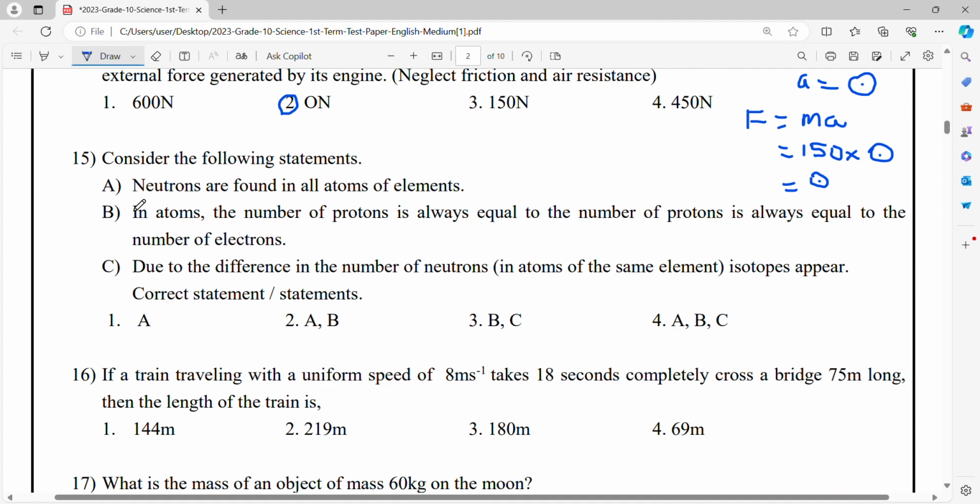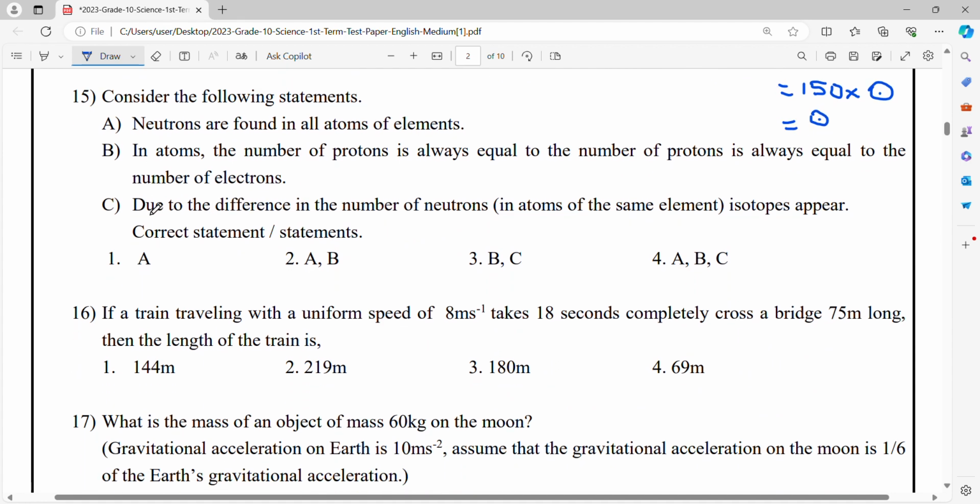Then go to question number 15. Consider the following statements. Neutrons are found in all atoms of elements. What about hydrogen? It contains only a proton. Atomic number 1, mass number 1, so it contains 1 electron and 1 proton, no neutron. So this statement would be wrong because of hydrogen.